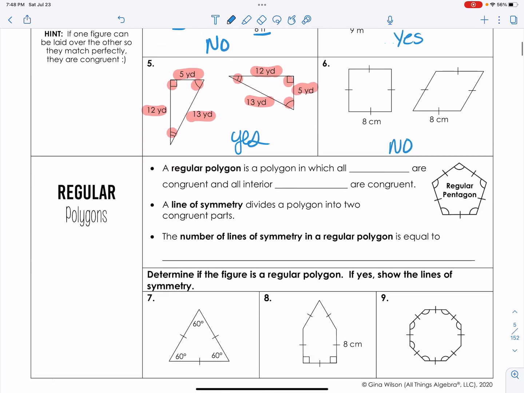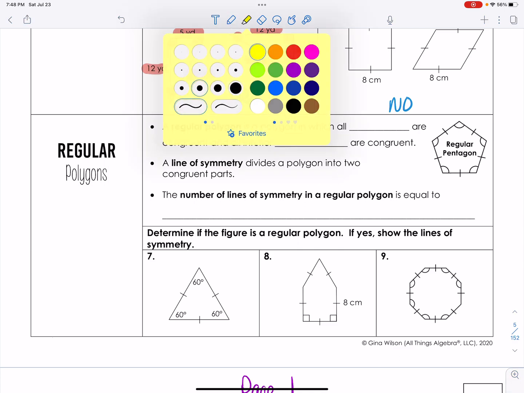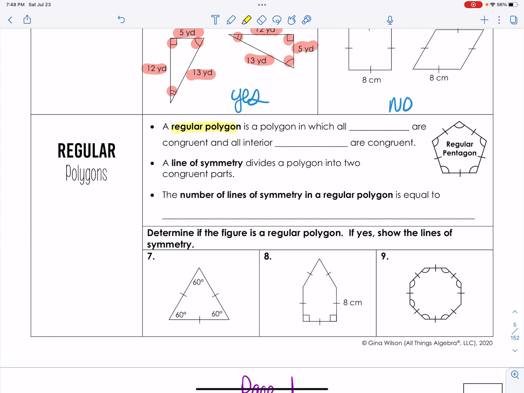All right, the last thing we're going to talk about is what a regular polygon is. This wording is really quite important because a regular polygon is a special polygon that we're going to use a lot of. And it is a polygon in which all the sides are congruent and all the interior angles are congruent. Okay, so if you look, all 5 of these sides are equal to each other and all of the angles are equal to each other.